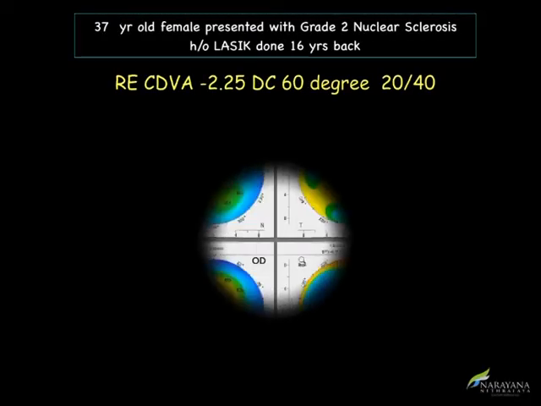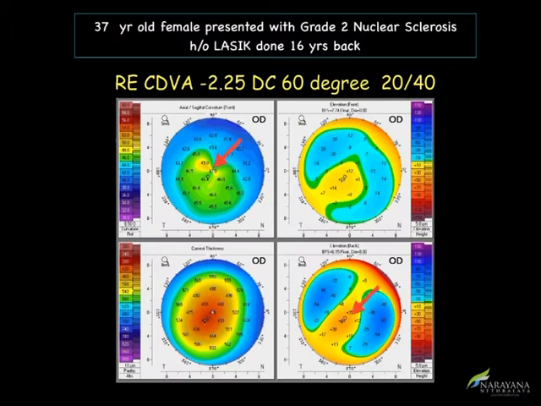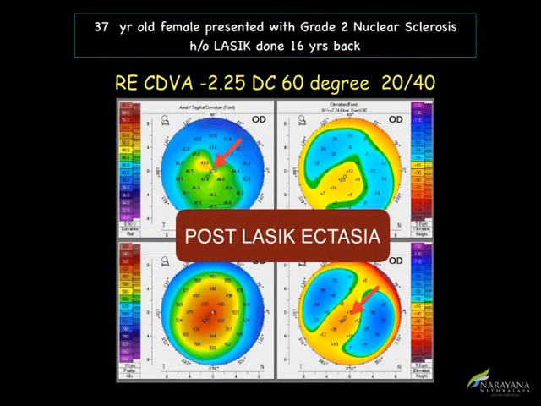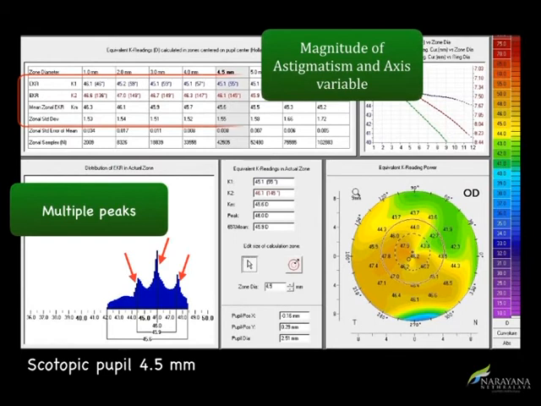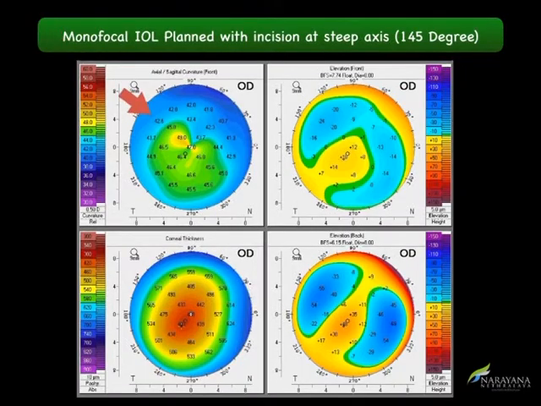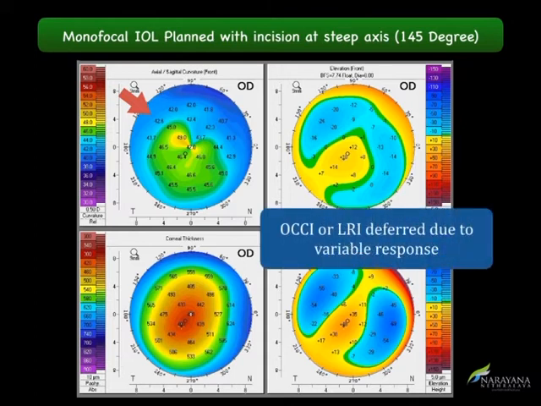This is a case of a 37-year-old female who presented with post-LASIK ectasia. Her EKR shows a broad-based histograph with multiple peaks suggesting irregular keratometric distribution. Hence, we planned for a monofocal IOL with incision on the steep axis. Opposite clear corneal incisions or limbal relaxing incisions are deferred in such cases, considering that they are biomechanically weak corneas.